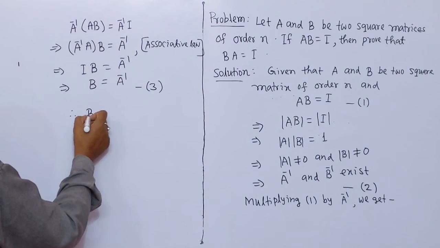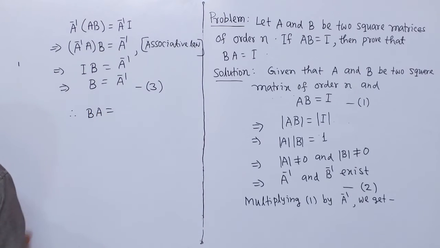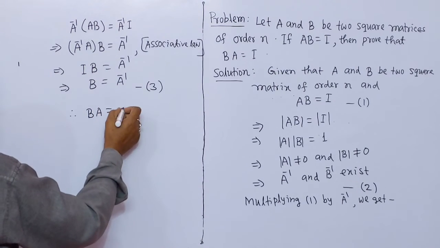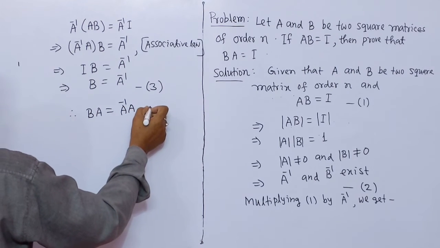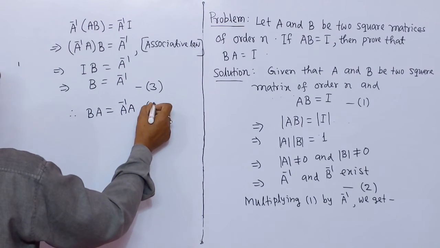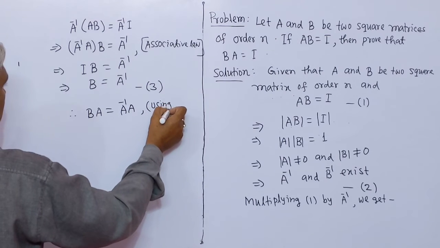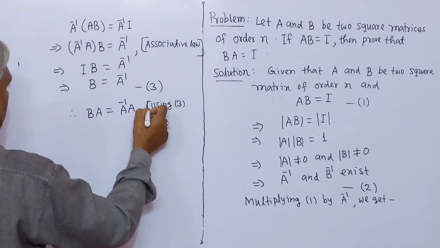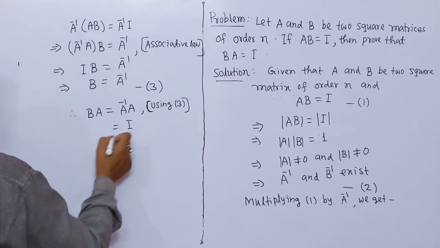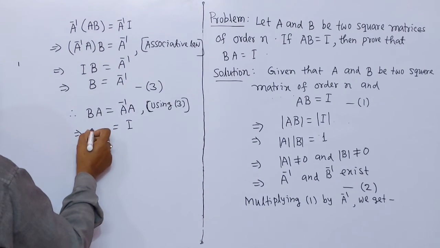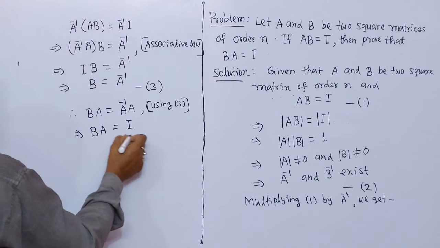Therefore, BA equal to B means A inverse A, using theory, and this is unit matrix, and proved.